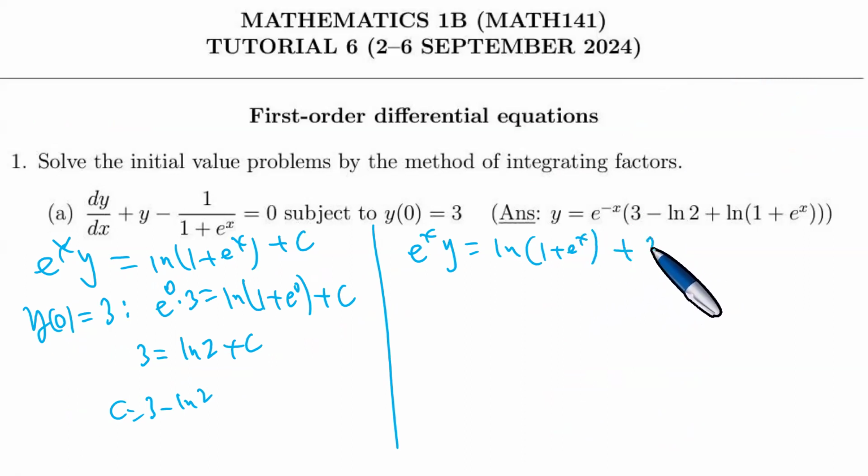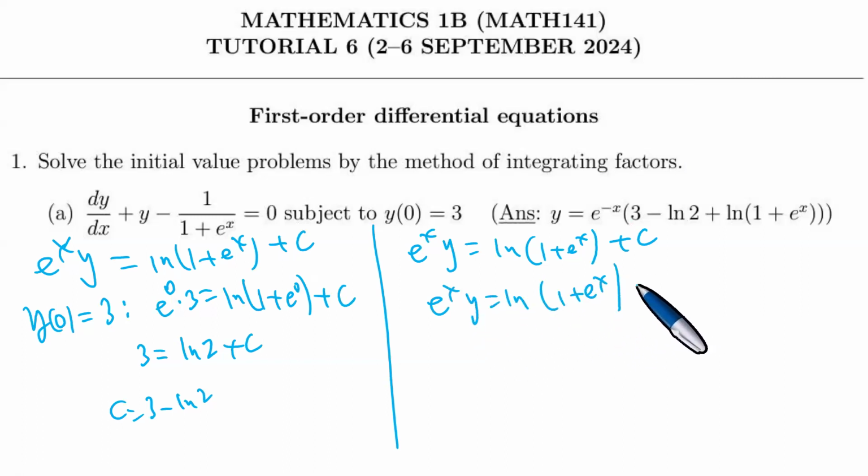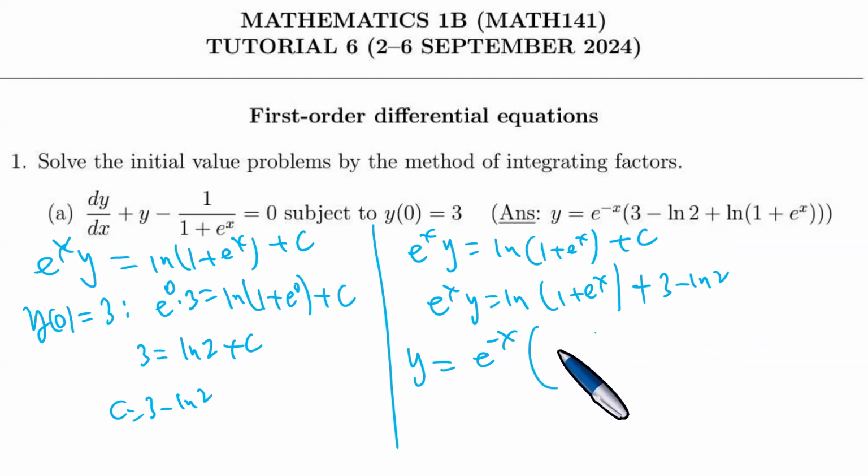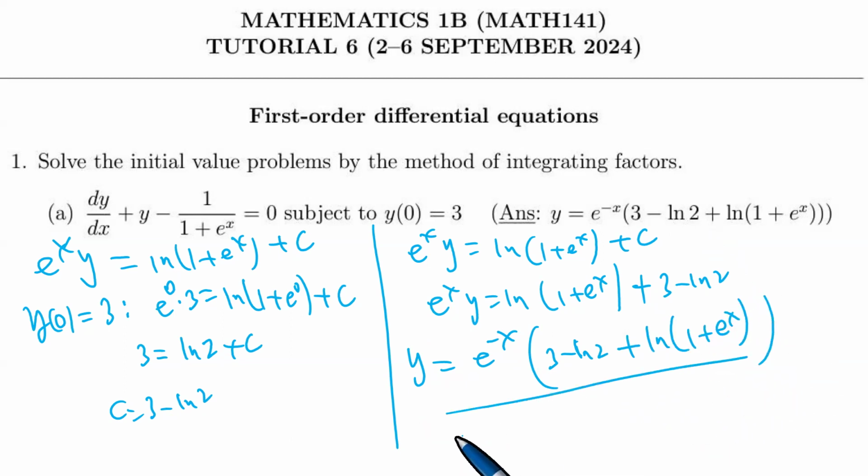So you come to this point. This one is C, so you put plus C there. Here, this equation has a C in it, and then you plug in the C, which is the ln of 1 plus e to the power x. What is C? 3 minus ln 2, which is exactly the 3 minus ln 2 we're seeing here. So you solve for y, and therefore this e to the power x, you divide by it. So it's going to be e to the minus x, then there's 3 minus ln 2. So that becomes the answer.